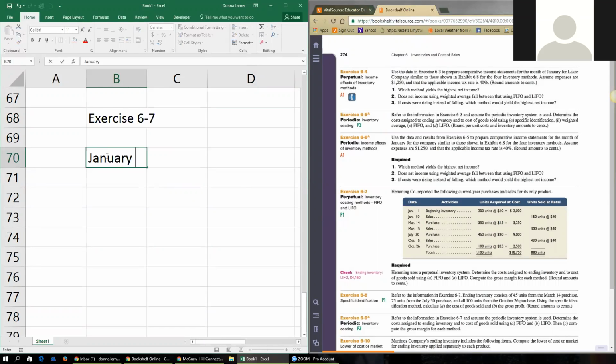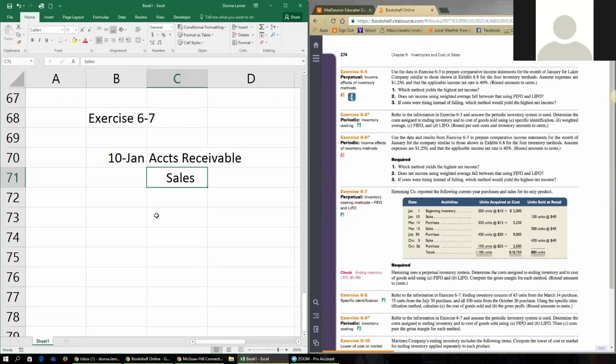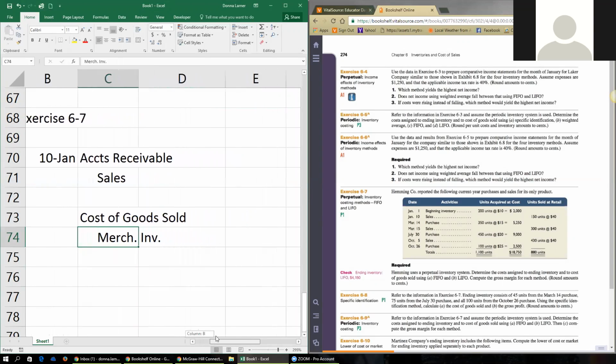On January 10th, we sold some merchandise. So we'd make an entry: accounts receivable and sales. But remember, we have to make a second entry every time we make a sale. So there's our two entries that we would make on January 10th, the day we make a sale.